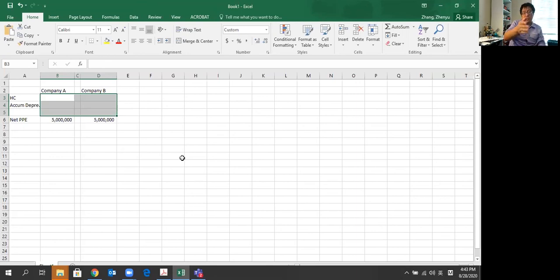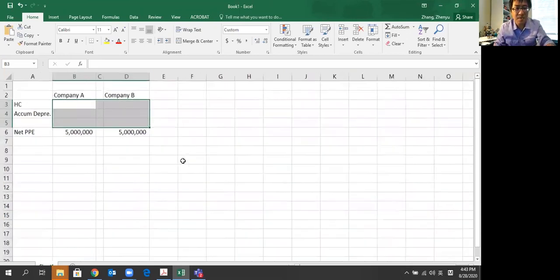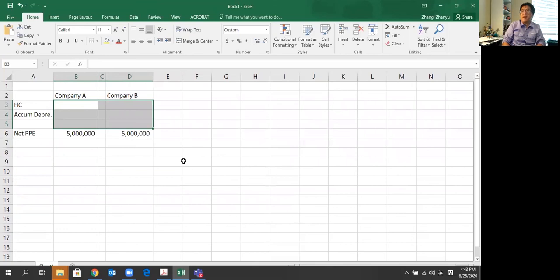With the information on the screen, let me make it larger. Can you tell me which company is better? The best we can say, I guess, is I don't know. Why don't we know? Because we only know net PPE and they are identical. So we really don't know which one is better, or whether they are equally good or equally bad, right?